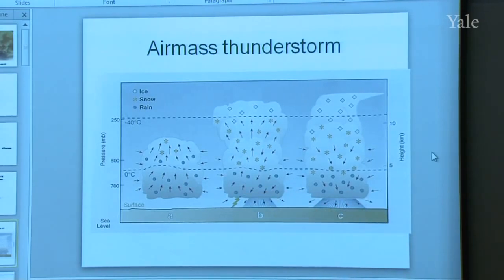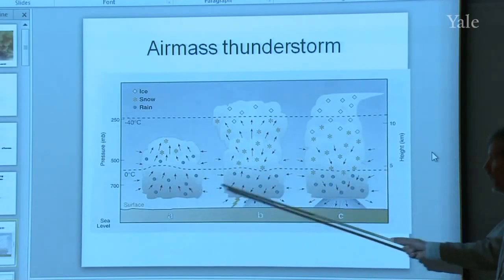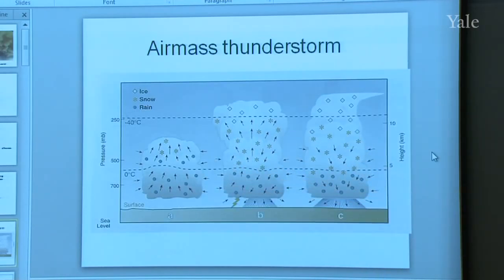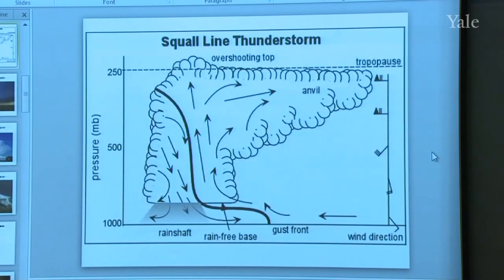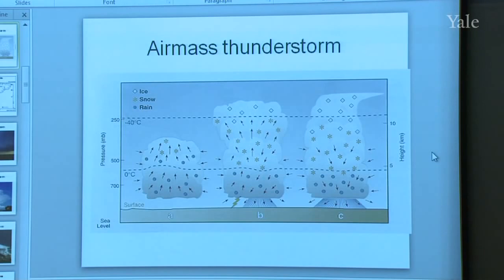In fact, they bring us most of the summertime rainfall that we count on in New Haven and most of the rest of the world. In the warm season or the warm climate zones, this is the primary rain producer. So it's definitely a positive thing. Questions on air mass thunderstorms? I'll show you the distribution of these in just a minute.